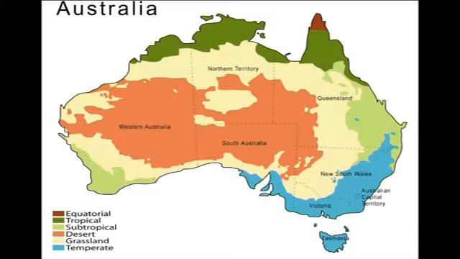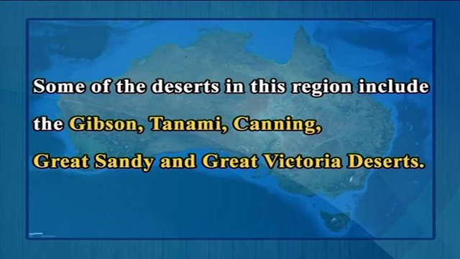The Western Plateau is also home to many deserts. Due to cold water currents off the coast of Western Australia, this region is very dry. Some of the deserts in this region include the Gibson, Tanami, Canning, Great Sandy, and Great Victoria deserts. The Western Plateau is not completely flat.